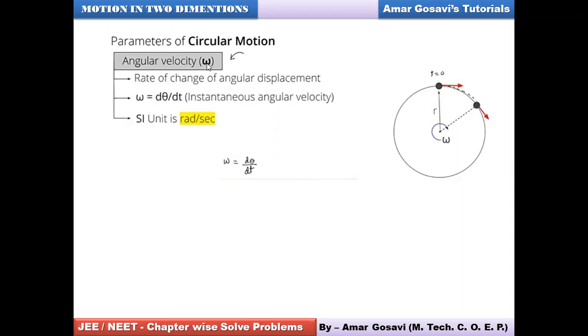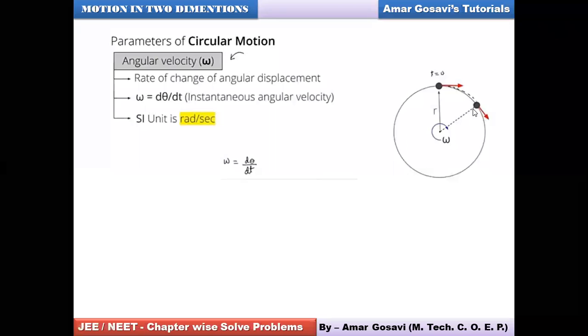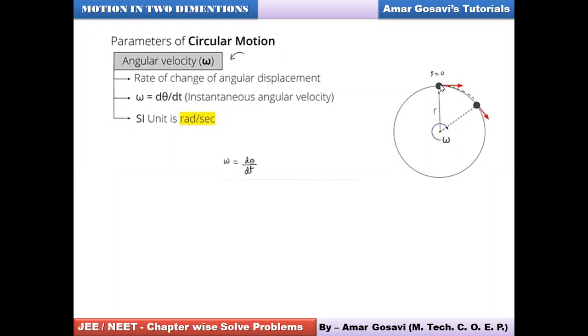Angular velocity is denoted by the notation omega. Here is a particle performing circular motion, in a clockwise sense in this case. I want the direction of velocity, so I'll draw a tangent which gives me the direction. After a time interval t, the particle takes a new position over here, and to get the direction of the velocity, I'll draw a tangent. That means the velocity is changing its direction, so the angular displacement also changes.